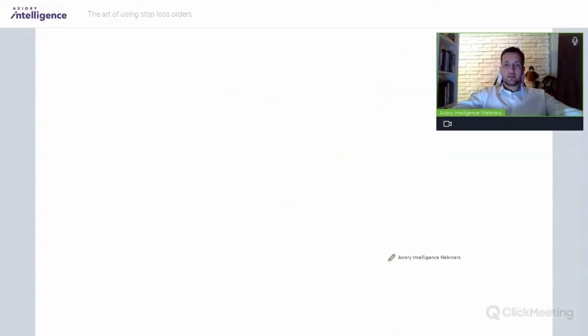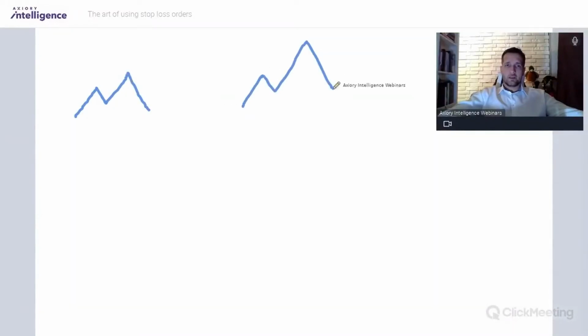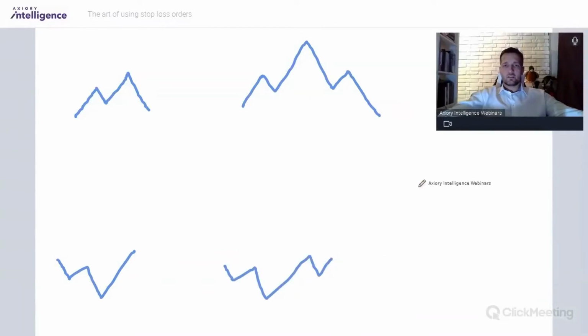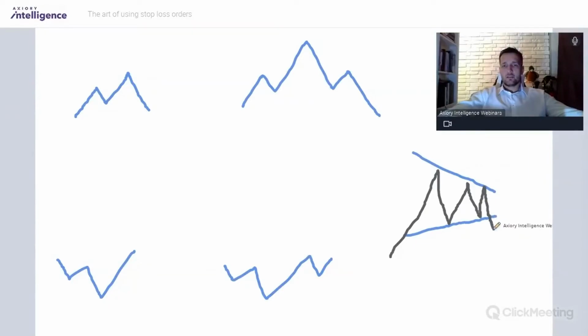Technical patterns, my friends. First trend reversal patterns. Double top, head and shoulder pattern, double bottom, inverse head and shoulder pattern, and triangle. First the triangle as a trend reversal pattern. You have a breakout. You sell here.